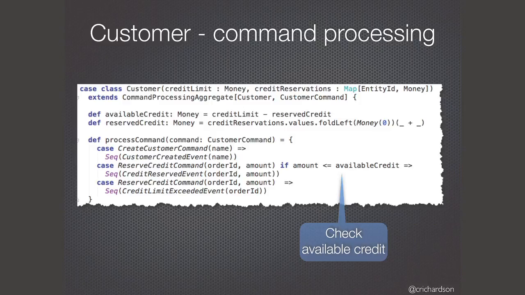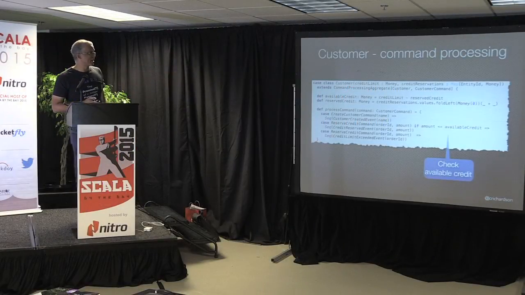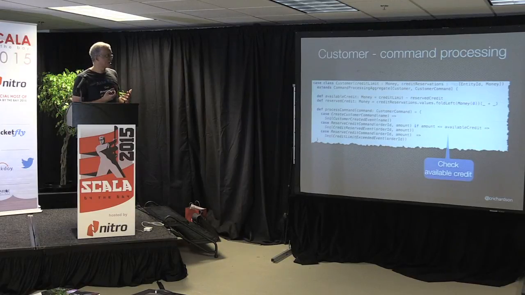And then you look at the code, it's fairly straightforward, right? So a customer aggregate is a case class. There are some available credit and reserved credit methods for doing basic computation.